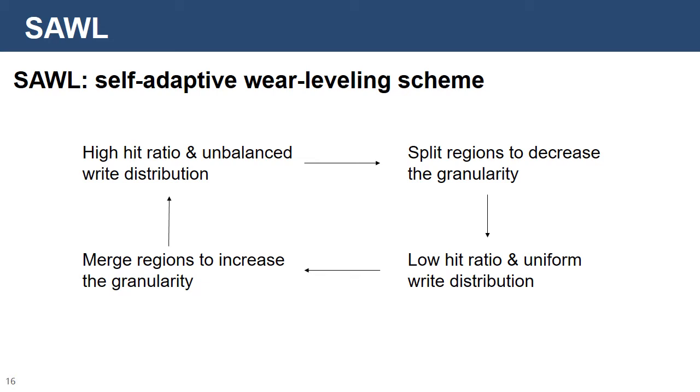We carefully tune the granularity by splitting and merging regions. When the hit ratio is high, the granularity is large, and the write distribution is unbalanced. Hence, we split the region to decrease the granularity. When the hit ratio is low, we need to merge regions to improve the hit ratio. Finally, we can achieve high lifetime and performance.